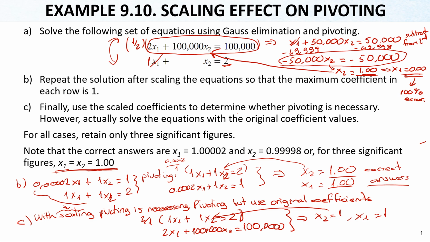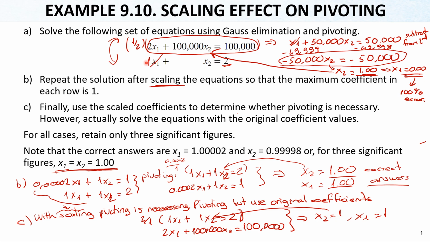So the scaling was useful to determine whether pivoting was necessary. But the equations themselves did not require scaling to arrive at a correct result. So what we mean is that scaling is important, but we don't have to use the scaled coefficients to solve the Gauss elimination. We can again use the original ones after we do the pivoting based on the scaled coefficients. So C and B are good enough to solve, but A is not good because in A we didn't use scaling. So always try to use scaling to get correct results. That's the important point here.